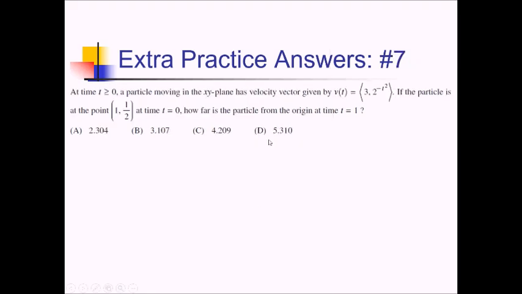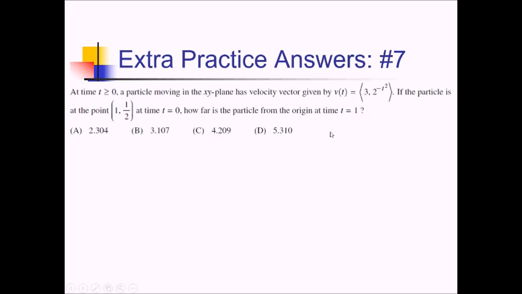For this problem, we have a particle moving with a velocity vector given as follows here, this v of t. If the particle is at point 1, 1/2 at time 0, how far is our particle from the origin at time 1? So we basically have to find the x and the y value at time 1. And then if you want to know how far you are from the origin, you can just use the Pythagorean theorem on the x and the y value that you've got. So let's figure out x of 1 and y of 1.